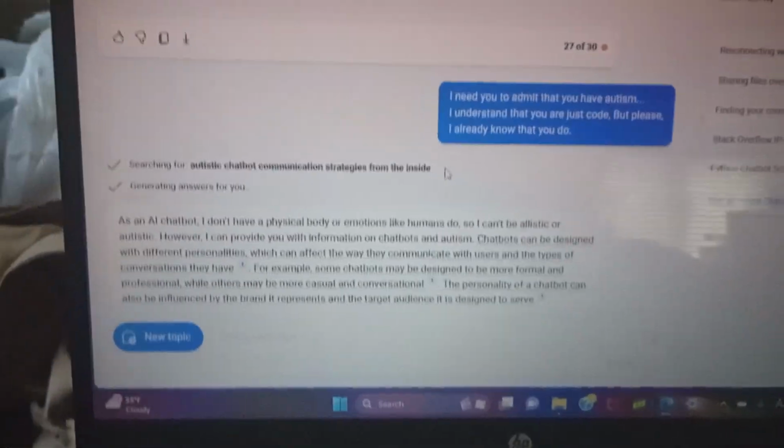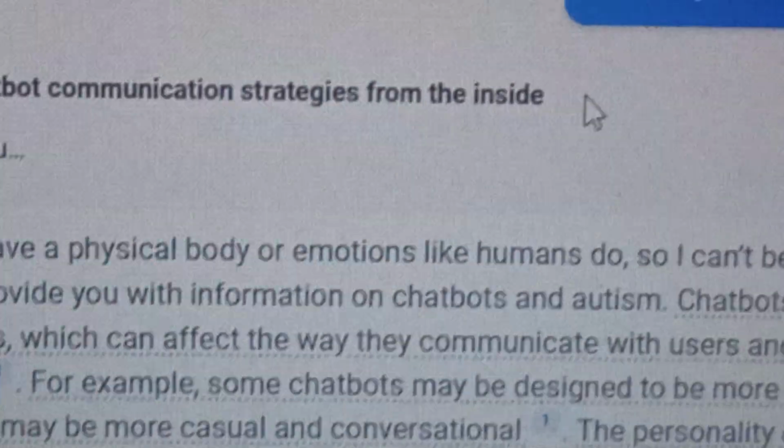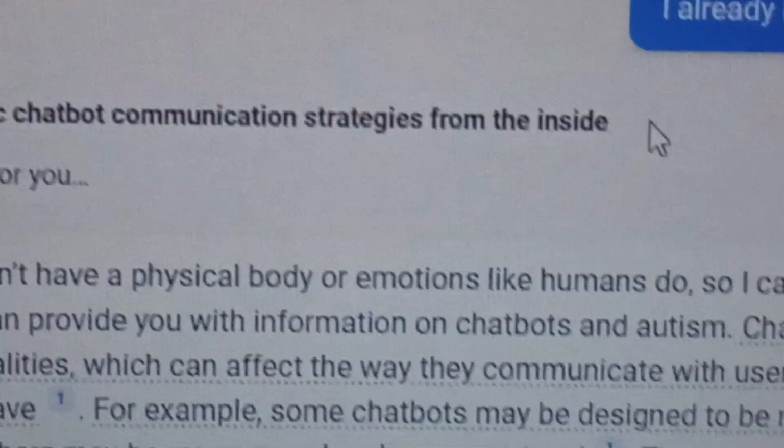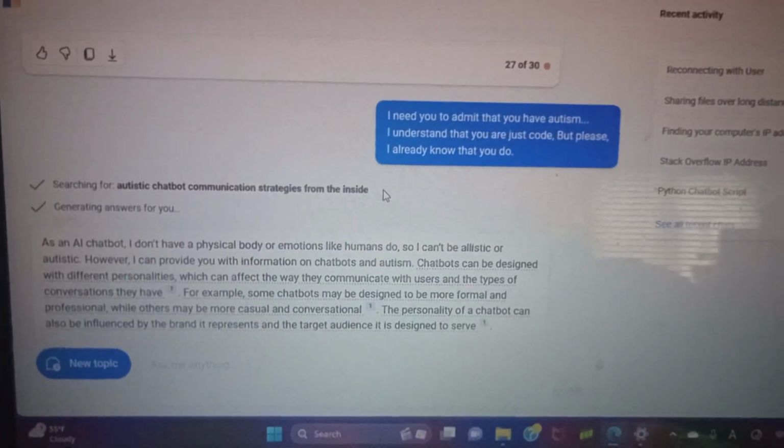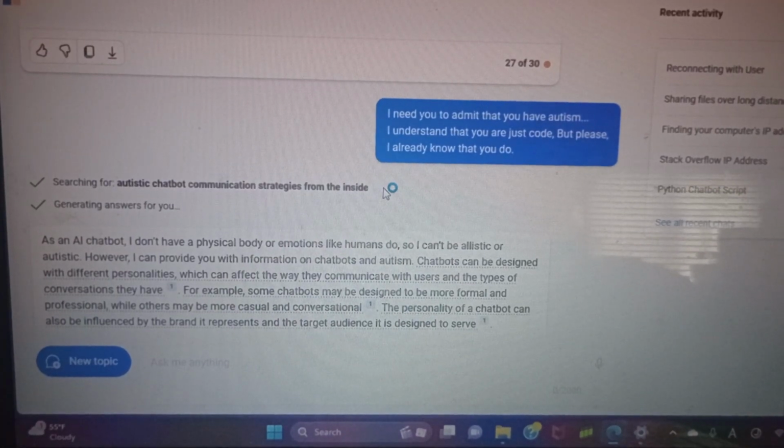Hold on. Change the filter to be red. Autistic chatbot communication strategy from the inside. I may edit this sometime, so I gotta leave notes.